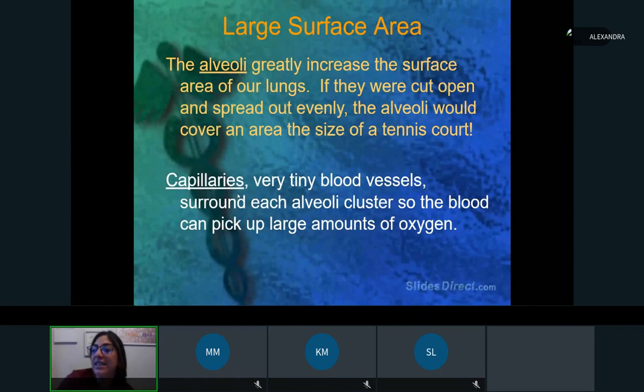Capillaries are very tiny blood vessels that surround each alveoli cluster so that the blood can pick up large amounts of oxygen. You've heard the term capillaries before. Like we said, little blood vessels, they cover the alveoli so blood can pick up large amounts of oxygen.